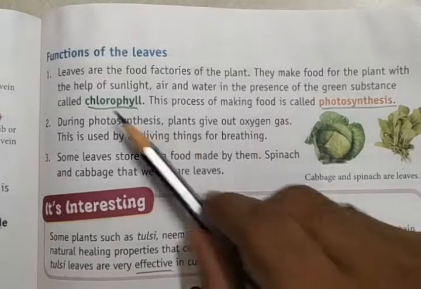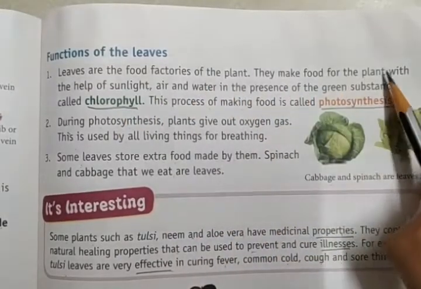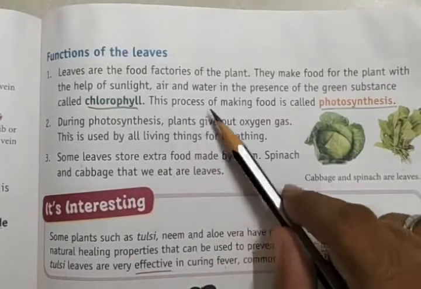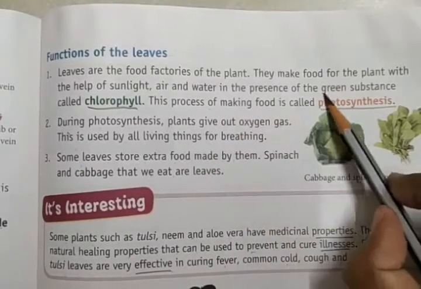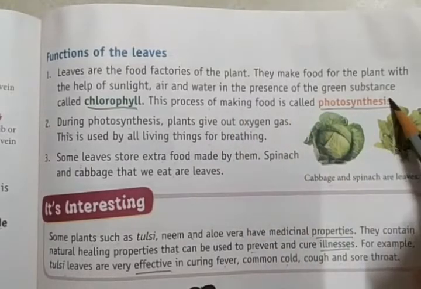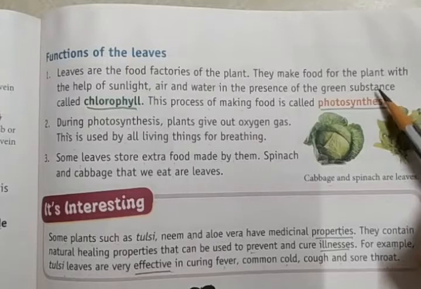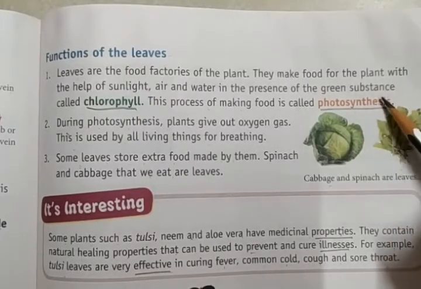Leaves are the food factories of the plant. They make the food for the plants with the help of sunlight, air and water in the presence of the green substance called chlorophyll. This process of preparing food for the plant on the leaf is called photosynthesis.